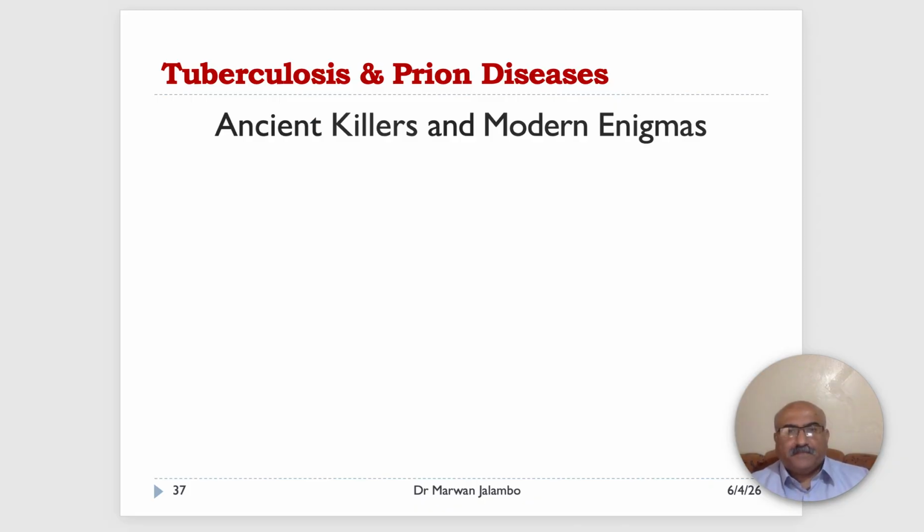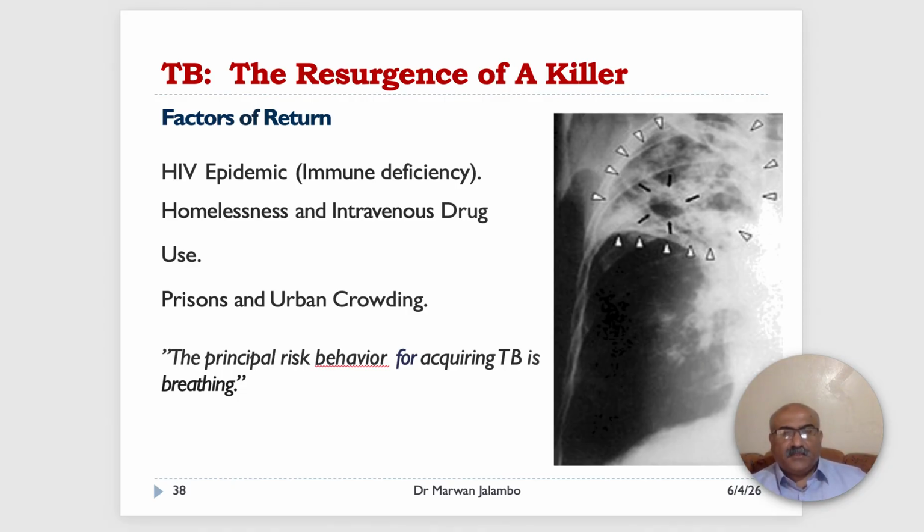Tuberculosis. We will now look at tuberculosis, or TB, a re-emerging disease, and prions, which represent an entirely new category of pathogens. Why did TB come back after we thought it was gone? Tuberculosis, the resurgence of a killer. In the 1980s, TB surged alongside the HIV epidemic because HIV weakens the immune system. It allows latent TB to become active. Combined with homelessness and urban crowding, TB found a perfect environment to spread once again.